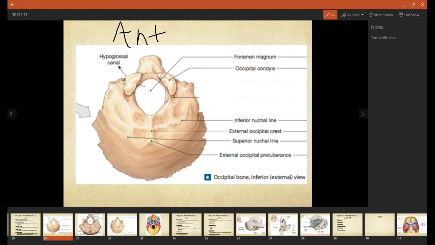So the superior nuchal line, if you start from external occipital protuberance, these will be little ridges that stick out laterally here, just like so. That will be the superior nuchal line. Whereas the inferior are going to come off the external occipital crest here, which we see happening right there.